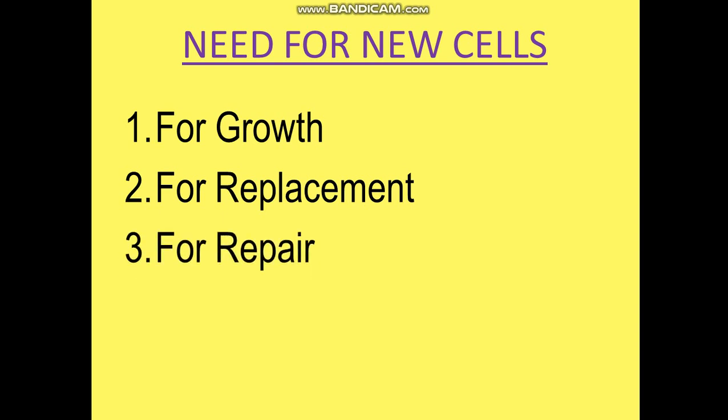Third is repair. Apart from the normal wear and tear, which we have already discussed in replacement, there may be accidental injuries. Whenever there is a cut or a wound in your body, after some time it gets repaired by itself. That is the basic quality of our body. Why? Because the cells are again dividing and forming new cells. So repair of such injuries is again through cell division, which covers up the gap and joins the broken ends.